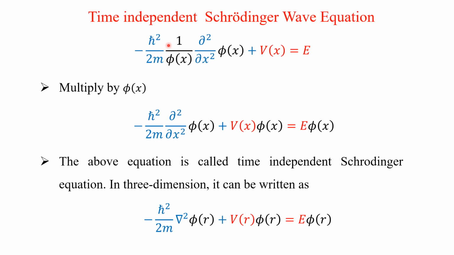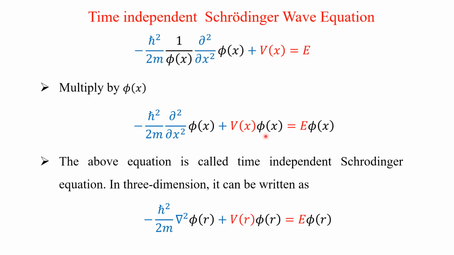Now you multiply the above equation by psi. So this psi will get cancelled. Then V psi of x and E psi of x. The above equation is called the time-independent Schrodinger equation. See, there is no time dependence here.